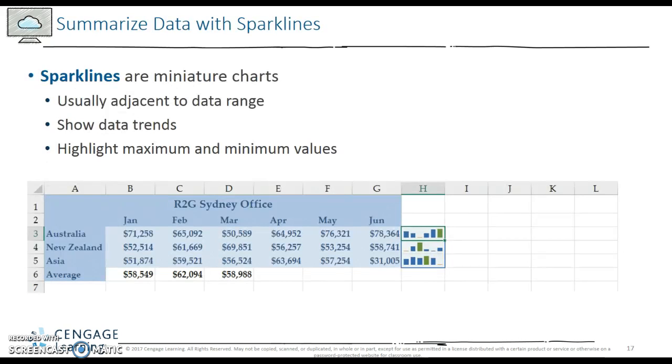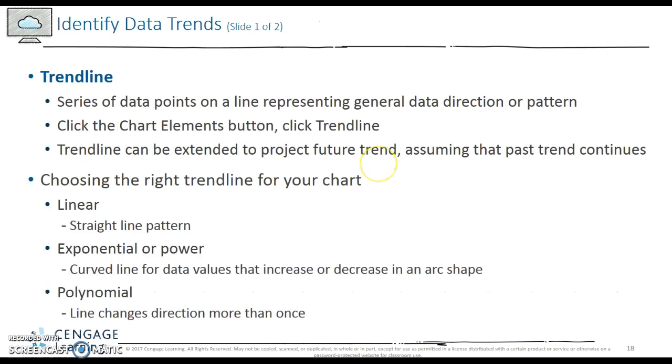There's also a thing called sparklines. Those are little miniature charts, and those can be added to the side of your information. They usually will show data trends or maximum and minimum values. They're also a great visual tool to add. But again, these are called sparklines.